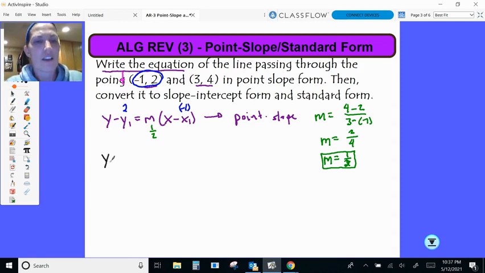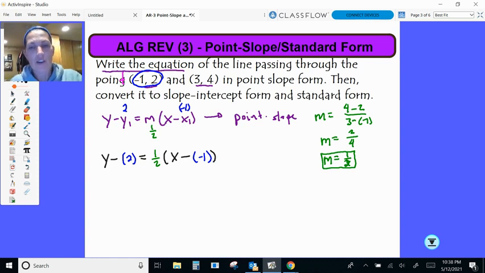So we have y minus a positive 2 equals my slope, 1/2, times x minus, and then I'm going to put my point in there, negative 1. Okay. Once I substitute everything, now I can simplify. So I have y minus 2 equals 1/2 times x plus 1.